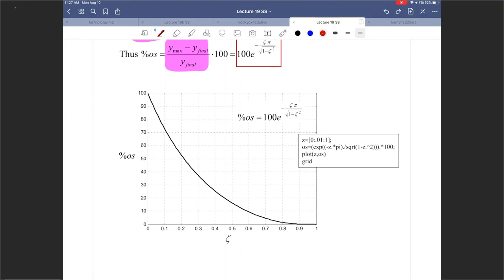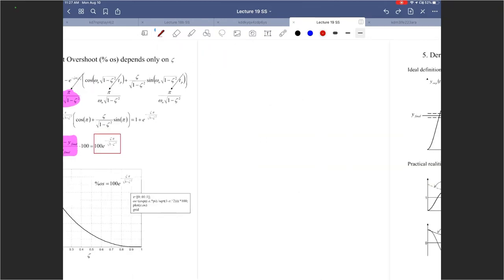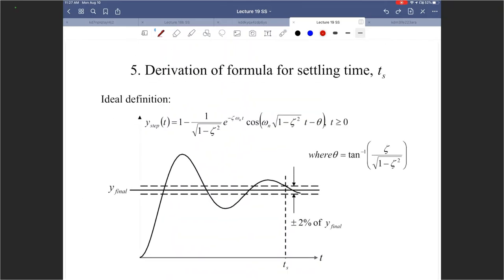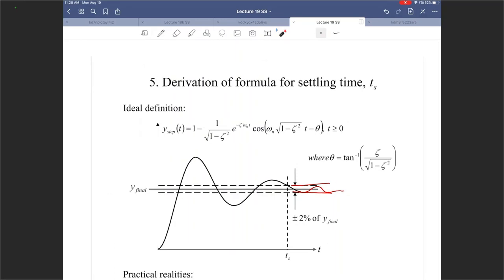Okay, let's move on here. Next is settling time. Settling time is the time at which your response reaches plus or minus 2% of your final value, right? So after that, it will remain within those two bounds, plus or minus 2% of the final value. Which essentially means that it will stay within those two lines after settling time. So for this, we are going to use a slightly different trick.